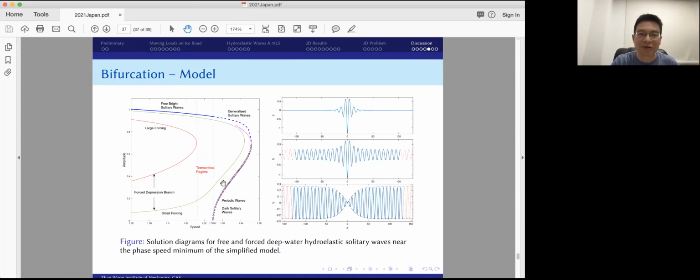And I can find that for small forcing, there's no transcritical regime. For larger forcing, you can have a transcritical regime. This model describes the system very well.